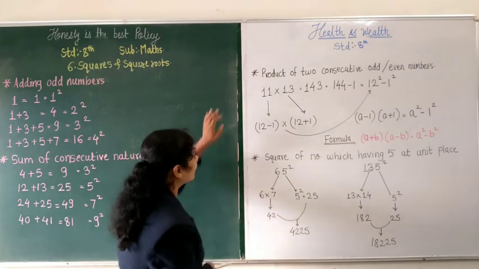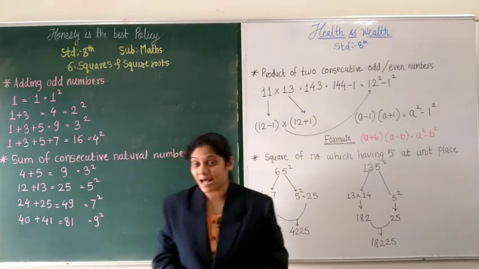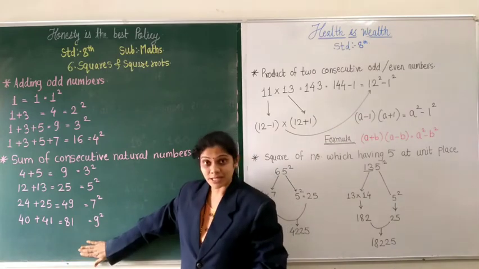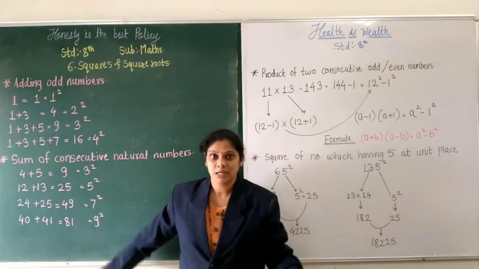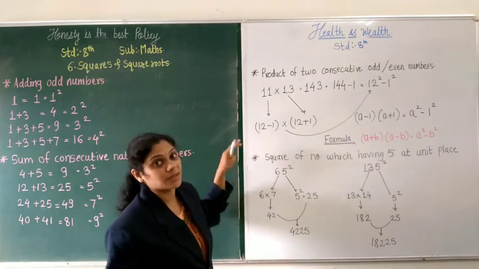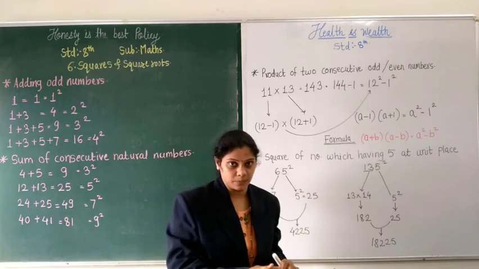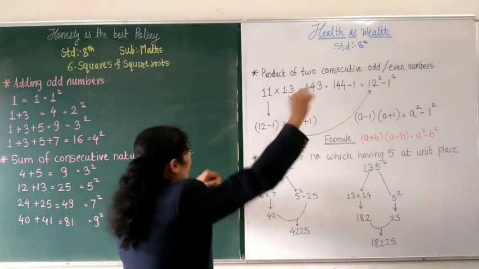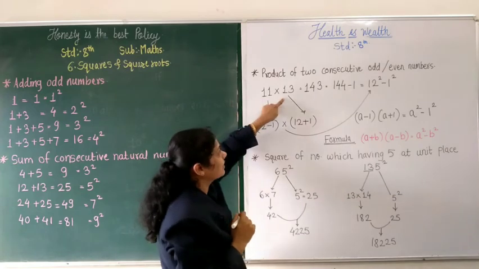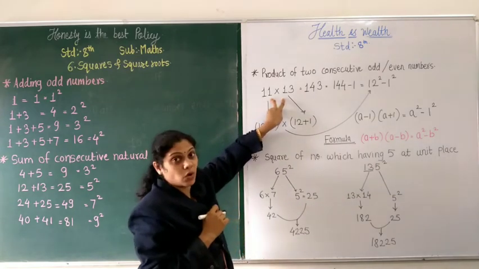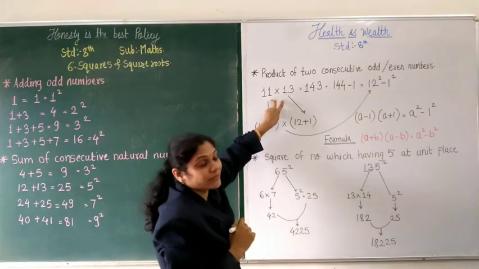Look at here carefully. Product of two consecutive odd or even numbers. Here we have studied about the sum of consecutive natural numbers. But here we are going to study product of consecutive odd or even numbers. Okay. So here we will take one more example. 11 and 13. These are the consecutive odd numbers. Okay. What is the product of these two numbers?